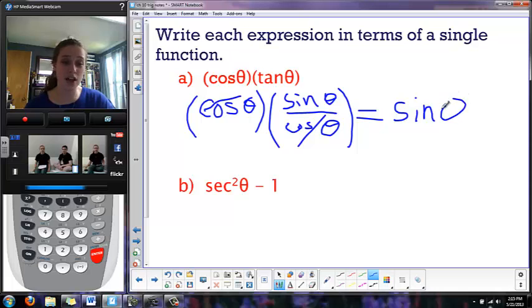This is what a lot of the questions on your test are going to be like, rewriting things and rearranging things in terms of sine and cosine. Alright, the next one. Secant squared theta minus 1. And I have to rewrite that in terms of a single function.